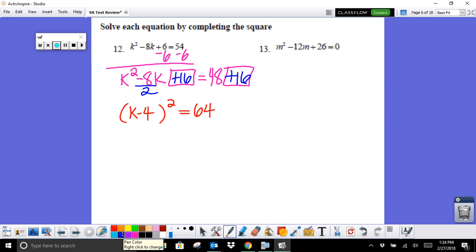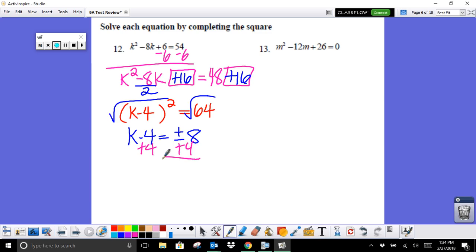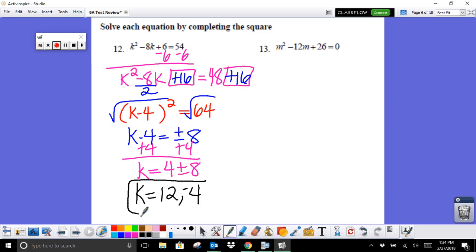Okay, now I'm still trying to find x, or k. So I'm going to take the square root of both sides. That's going to leave me with k minus 4 on the left side, and then the square root of 64 is positive and negative 8. I'm going to add 4 to both sides. So I have k equals 4 plus or minus 8. So to get my two answers, I'm going to do 4 plus 8, which is 12, and 4 minus 8, which is negative 4. And those are my two answers.